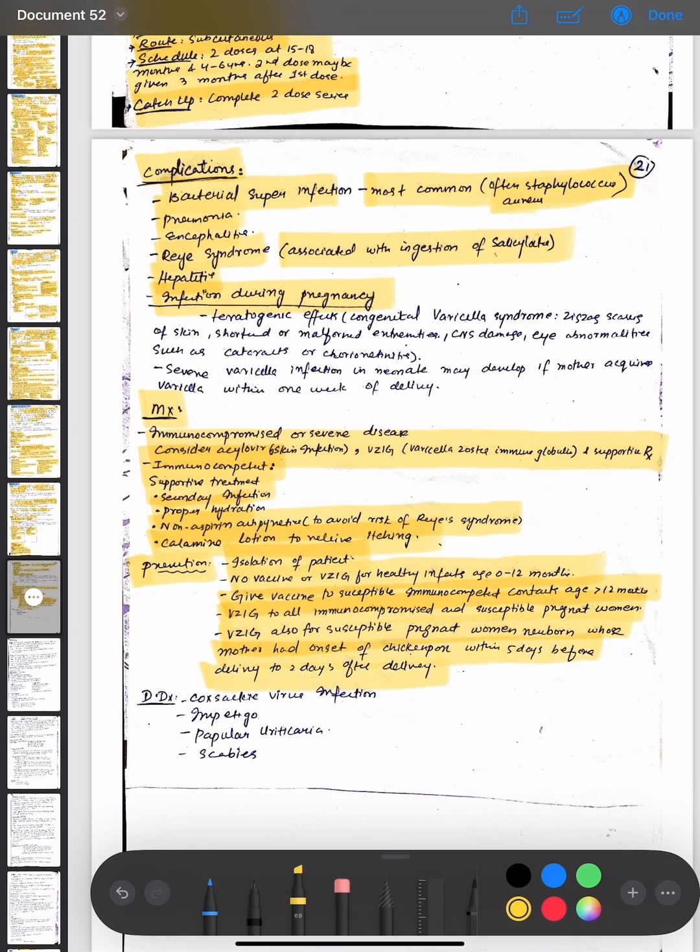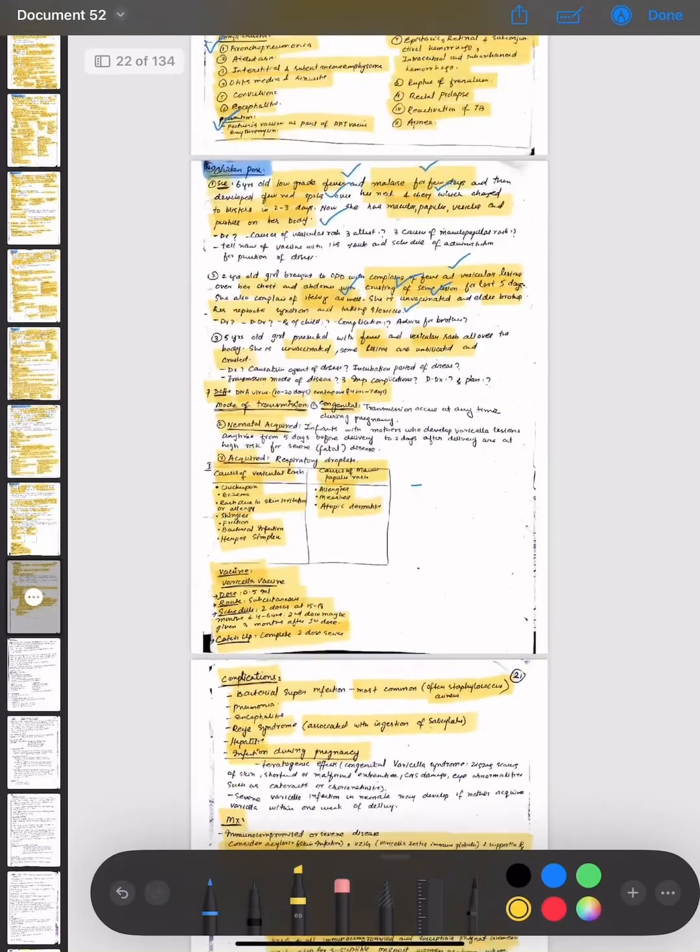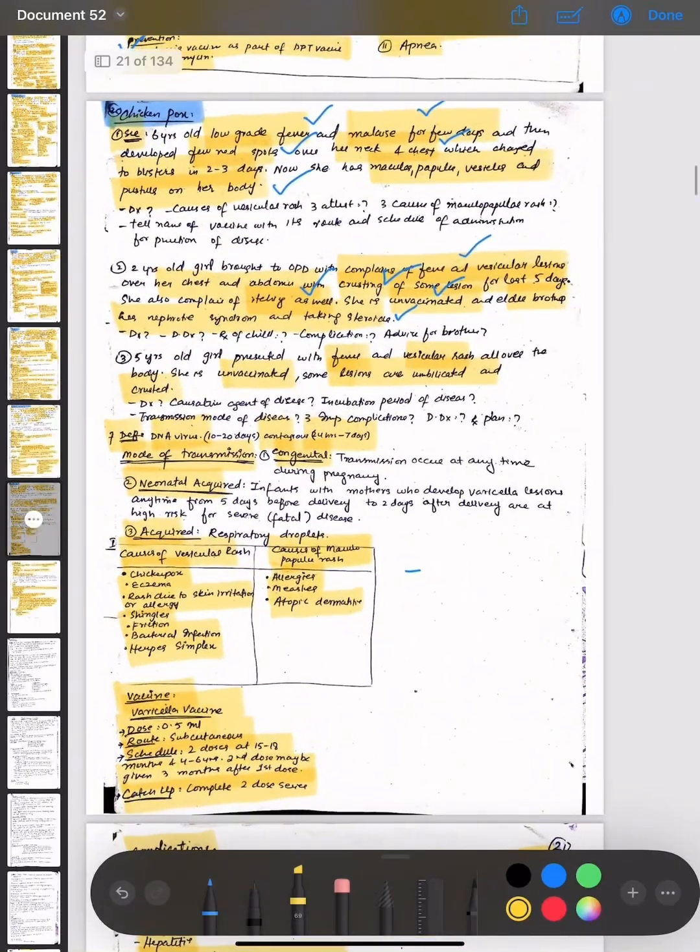The differential diagnosis of chickenpox are Coxsackie virus infection, impetigo, papular urticaria, and scabies. So we have discussed the case of chickenpox, in which there is a patient who is having the history of fever and malaise for few days and having red spots on the neck and the chest, and blisters are present from the 2 to 3 days, and some blisters are macules, papules, vesicles, and pustules on her body. So the diagnosis is chickenpox.